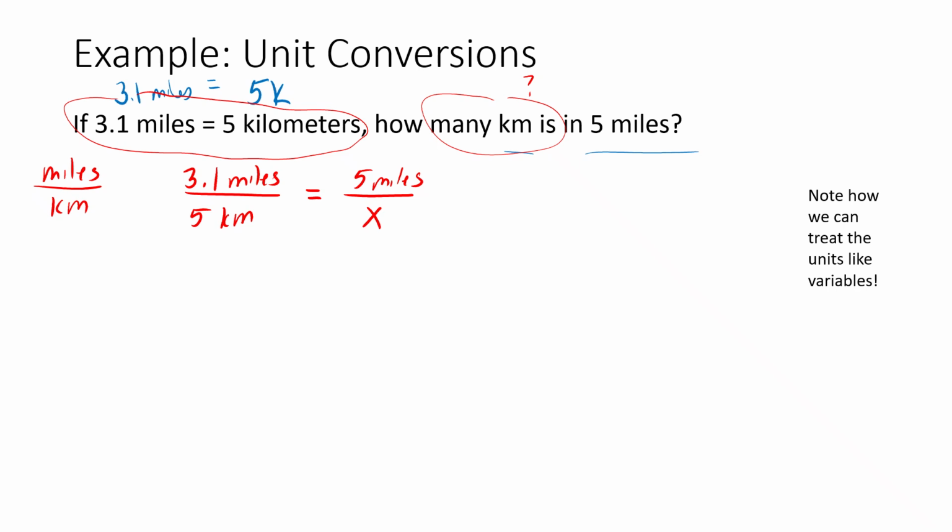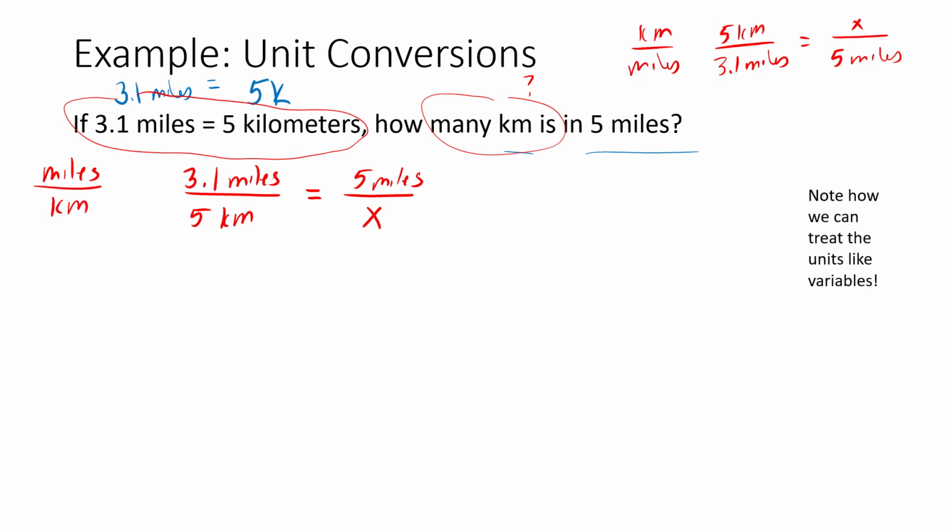And you do have flexibility with that. So if you wanted to put kilometers on the top and miles on the bottom, okay, you could have 5 kilometers is 3.1 miles. Therefore, how many? Now your X would go on the top there and your 5 miles would go on the bottom. So what I mean by you can't change your mind is you can't set up one of the ratios to be miles over kilometers and then the other ratio to be kilometers over miles. Like you just have to be consistent, but you can set it up either way.